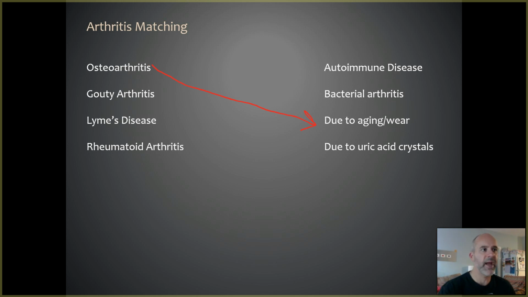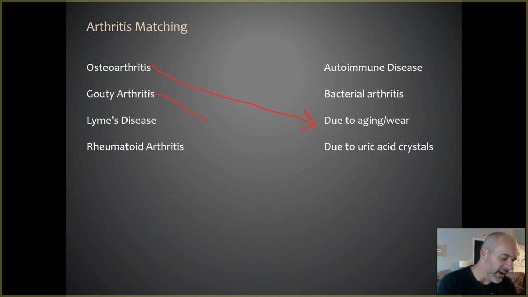So that's just normal aging wear and tear. As your joints wear out as you get older, the bones start rubbing against each other, cartilage starts rubbing on cartilage, bone on bone, and that's going to cause injury and damage, and so you're going to develop osteoarthritis as that occurs. Gouty arthritis.